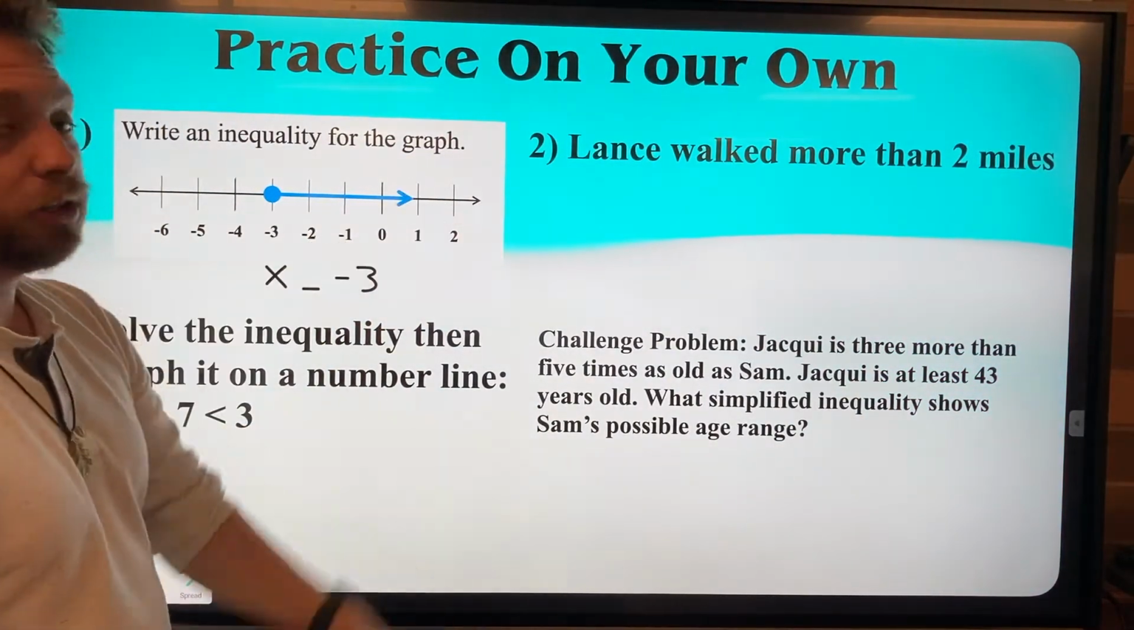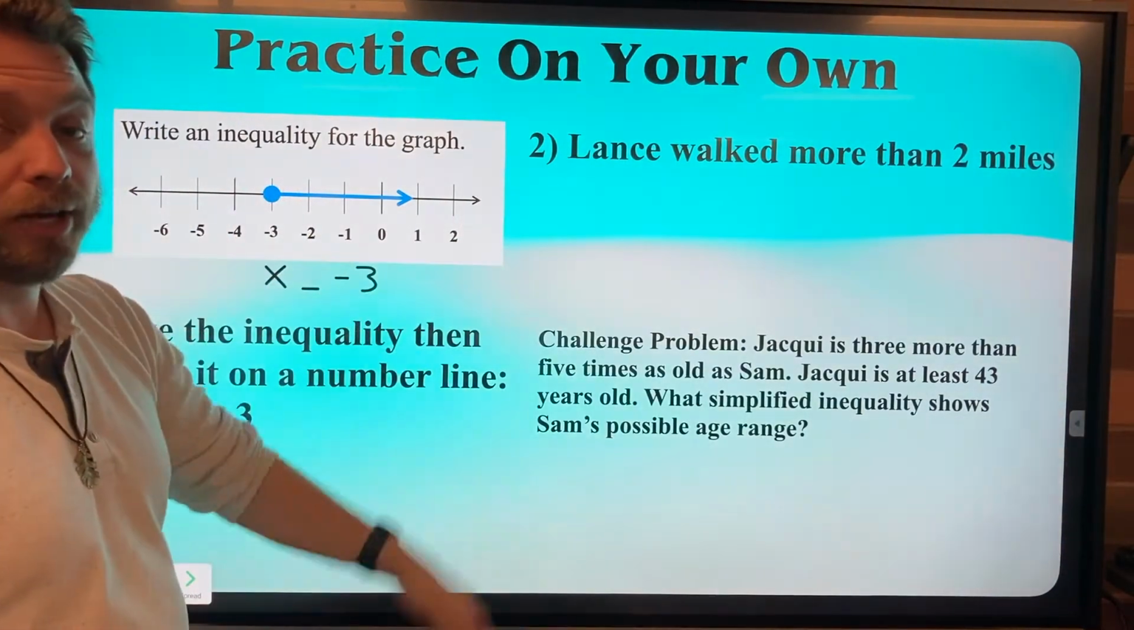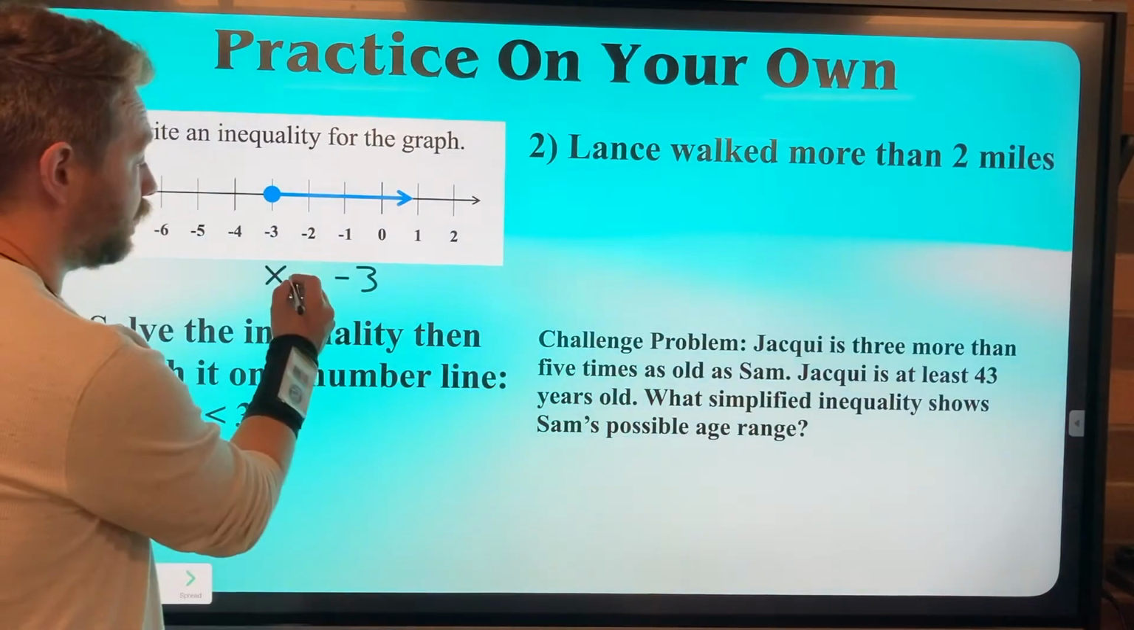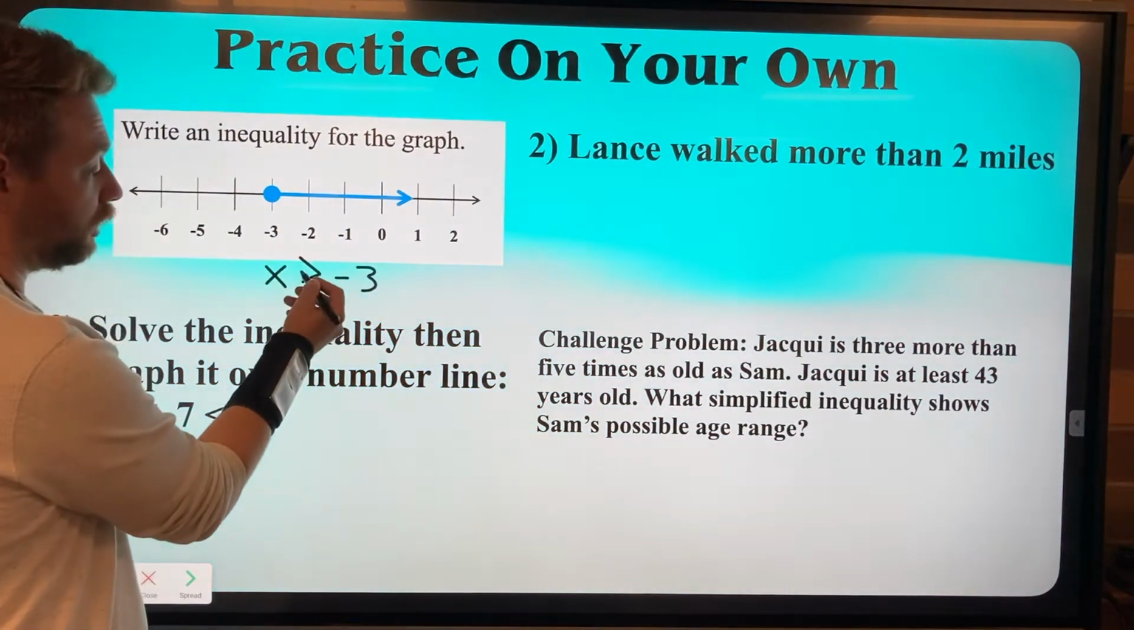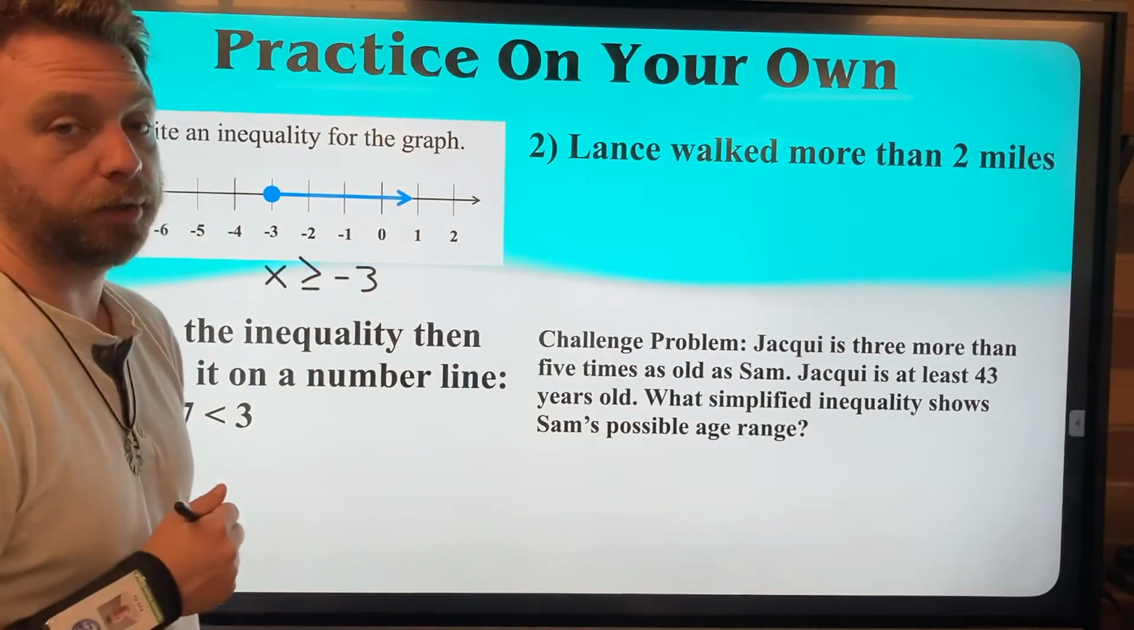And the arrow is facing to the right or pointing to the right, which means it includes all the values that are greater than -3. So our alligator is looking at X being greater than -3.